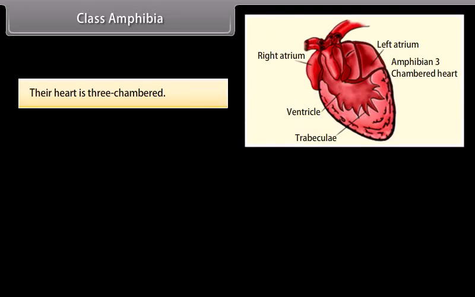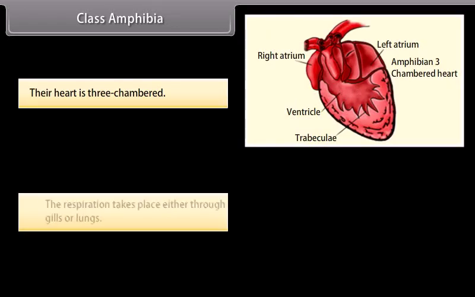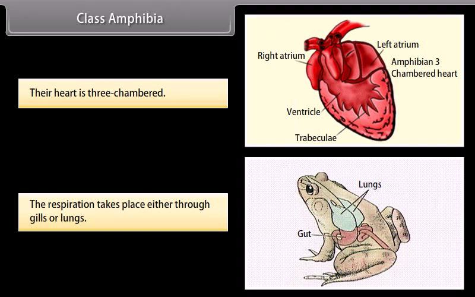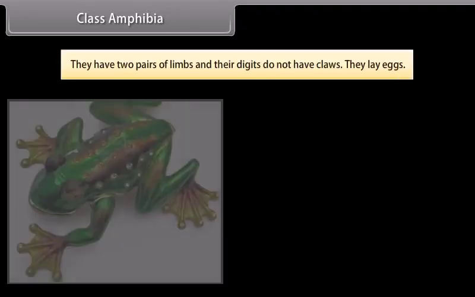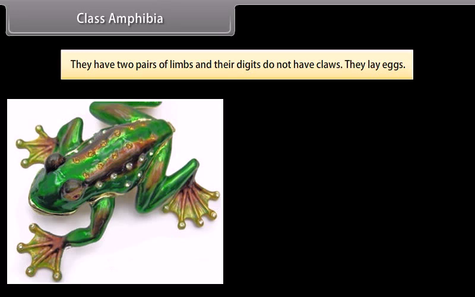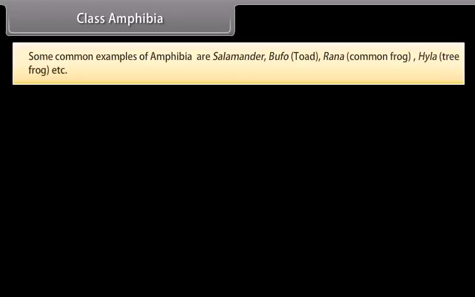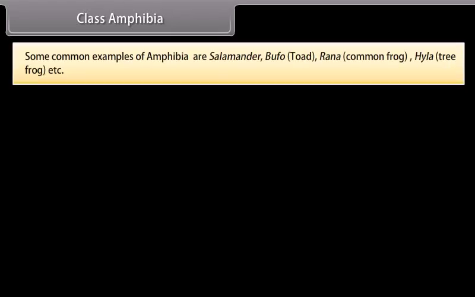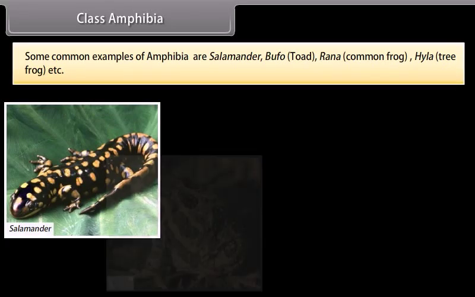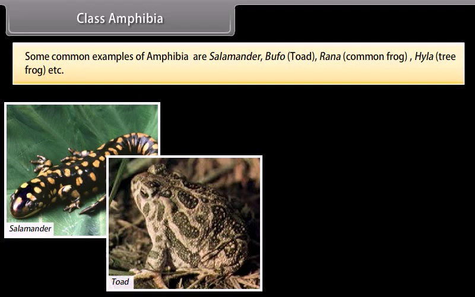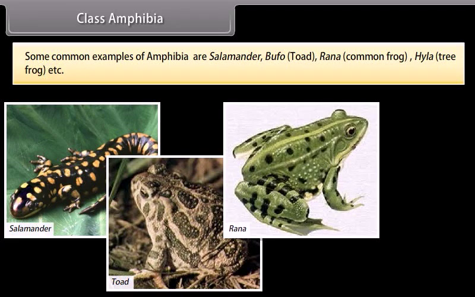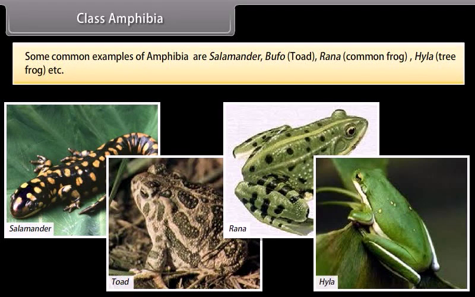Their heart is three-chambered. Respiration takes place either through gills or lungs. They have two pairs of limbs, and their digits do not have claws. They lay eggs. Some common examples of amphibia are salamander, Bufo, toad, Rana, common frog, Hyla, tree frog, etc. Class Reptilia.